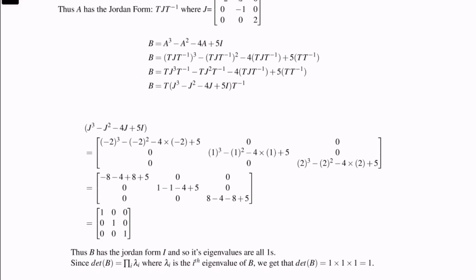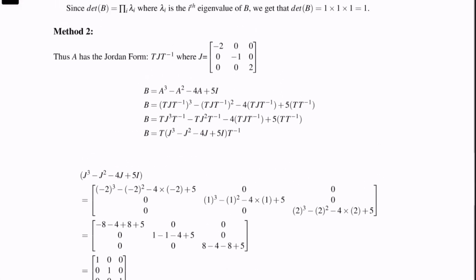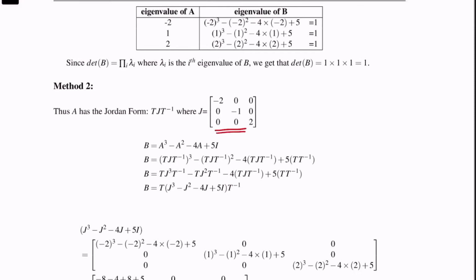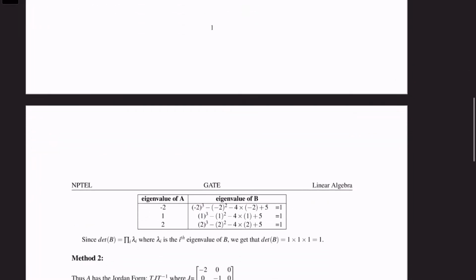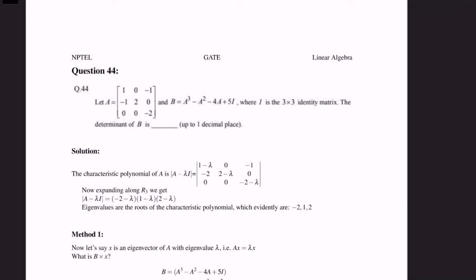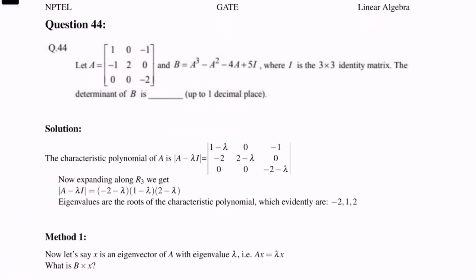So the idea is that A has the following Jordan form. How do I know this? Because the eigenvalues of A are minus 2, 1 and 2. This comes from the fact that A has the following characteristic polynomial. You take the determinant of A minus lambda I, and you will get directly from the polynomial that the roots are minus 2, 1 and 2. So these are the eigenvalues of A.